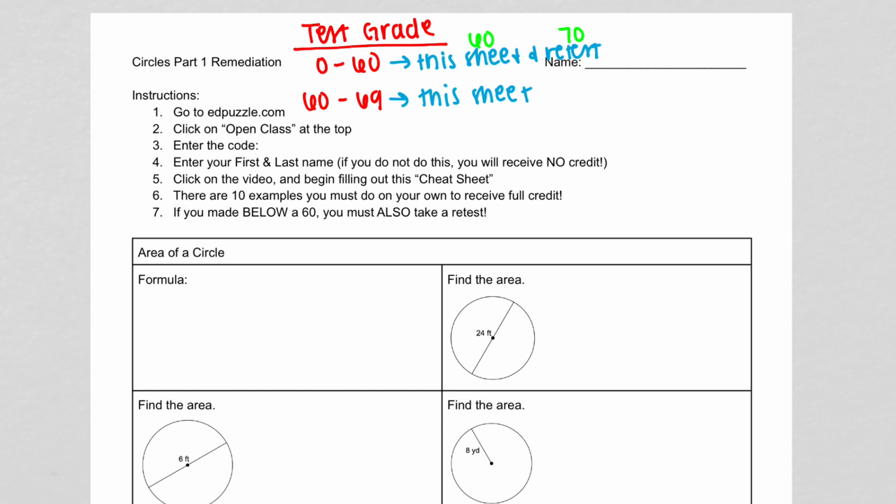Now, if you got between a 60 and a 69, all you have to do is do this sheet and it'll raise your grade up to a 70.